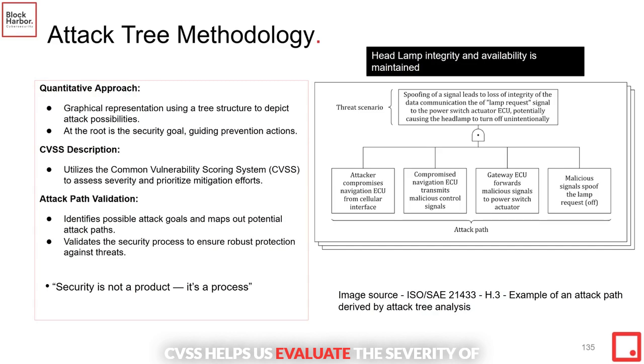CVSS helps us evaluate the severity of potential attacks and prioritize which ones need immediate mitigation based on factors like exploitability, impact, and complexity. An essential part of using attack trees is attack path validation. We start by identifying the various attack paths an adversary might use to reach their objective.